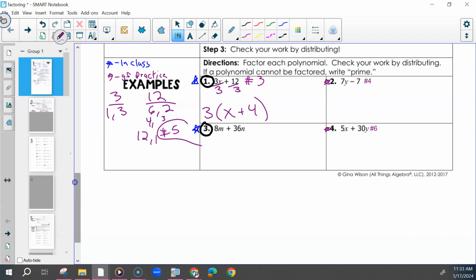And number 2, the numbers are the same, and it's a prime number. So our GCF in this one would be 7. So I can divide these both by 7. That would be outside. If I divide them both by 7, what's left on the inside? Y minus 1.